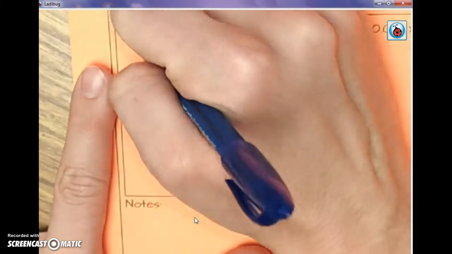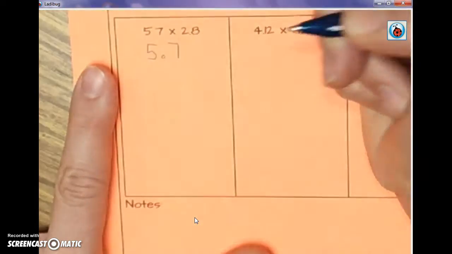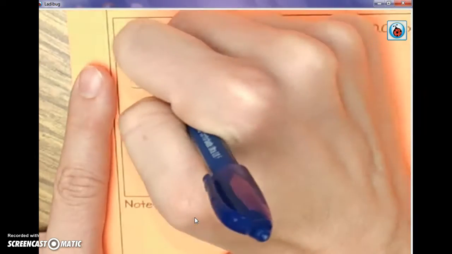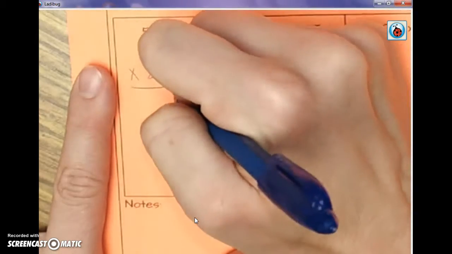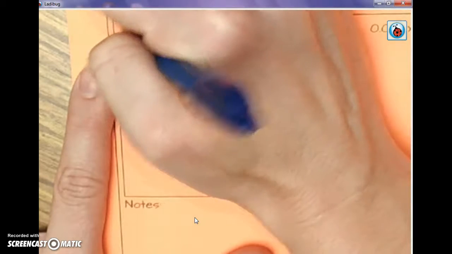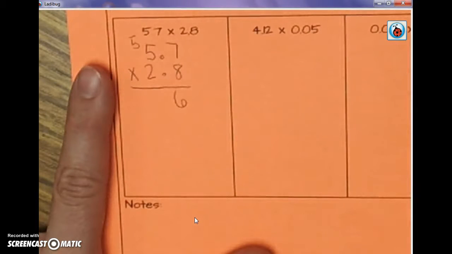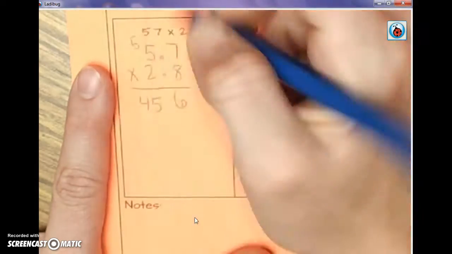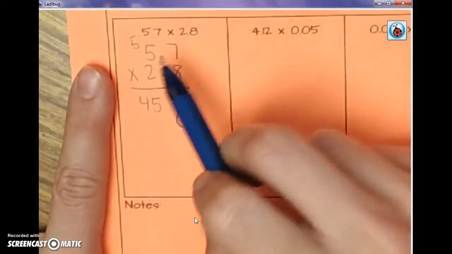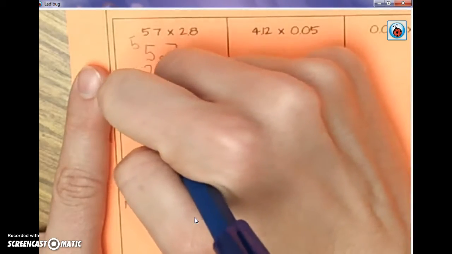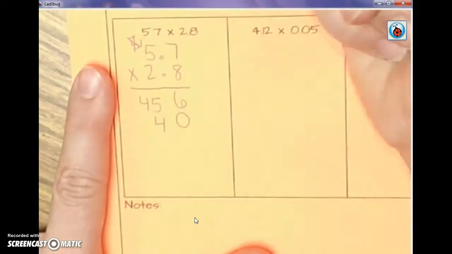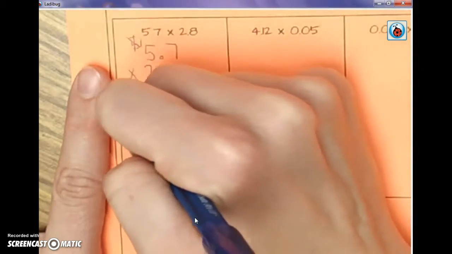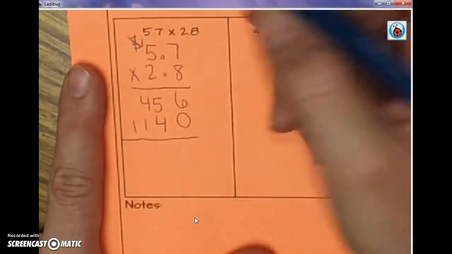So I have 5.7 times 2.8. 7 times 8 is 56. So I'll carry my 5. 5 times 8 is 40. Plus 5 is 45. Put my magic 0. 2 times 7 is 14. Carry my 1. 5 times 2 is 10. Plus 1 is 11. Now I'm going to add those numbers together.